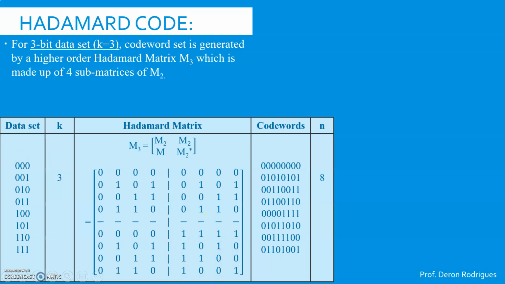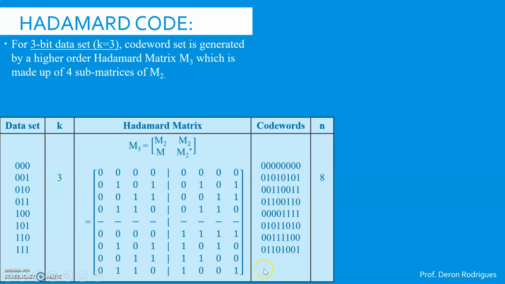So when k is equal to 3, it is a 3-bit data set, and the code words are of n bits, where n is equal to 2 raised to 3, that is 8. Corresponding to the first data set, I have the first code word which is all 8 zeros. Corresponding to the second one, I have the second row of the Hadamard matrix as the code word, and so on and so forth.